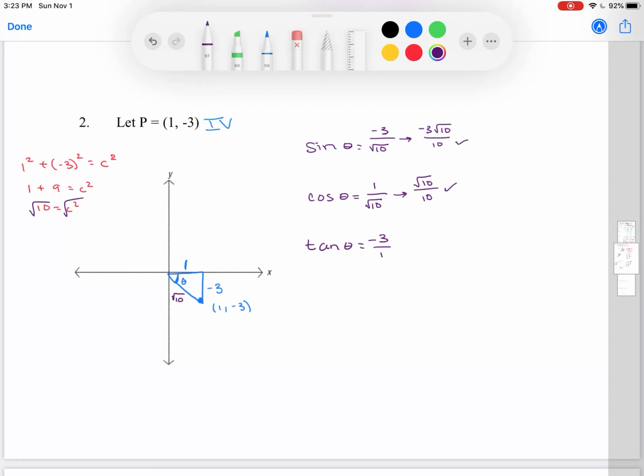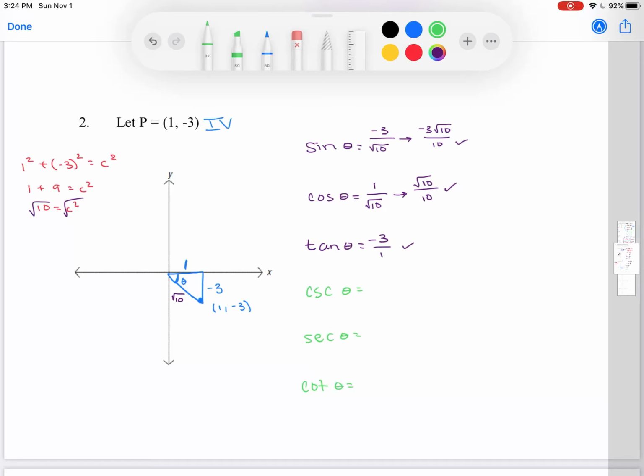Make sure you're double checking and reminding yourself which ones need to be positives, which ones need to be negatives. So in the fourth quadrant, my cosine, your x, should still be positive. That's fine. Your sine, your y, should still be negative. And your tangent is also going to be negative. So all three are good as they are.